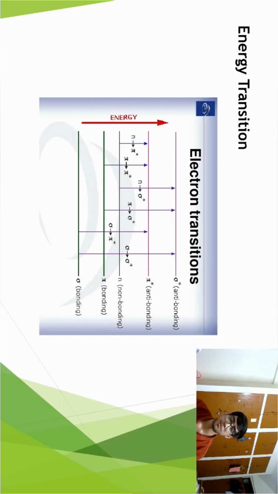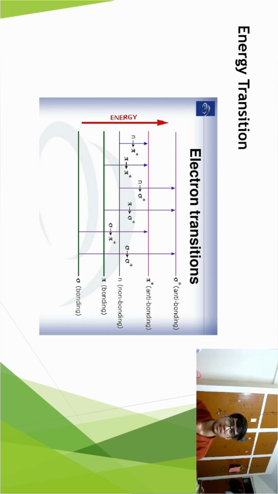The absorption and emission of photons in the UV and visible region are directly related to the energy level of the electrons within molecular structures. When UV radiation interacts with a sample, electronic transition occurs. There are four types of transitions: sigma to sigma star, pi to pi star, n to pi star, and n to sigma star. We can see the respective transition from the figure.